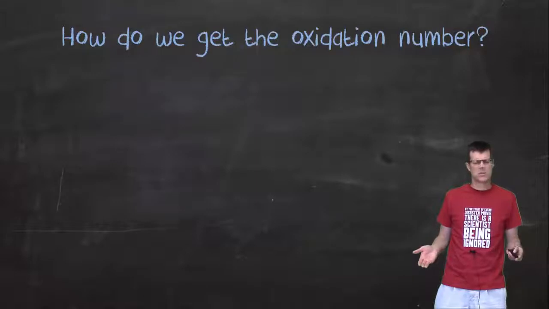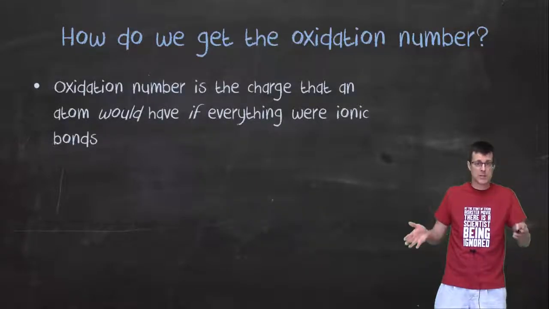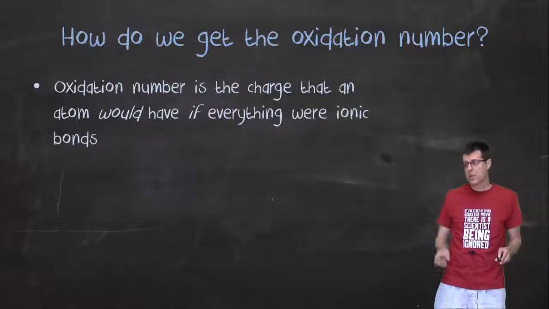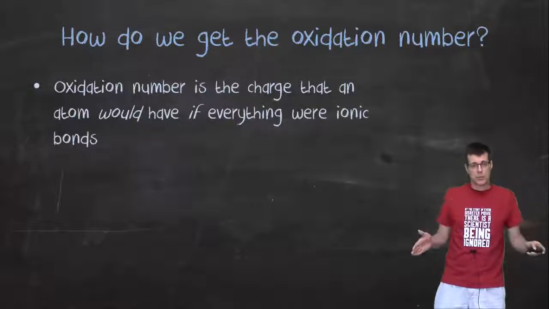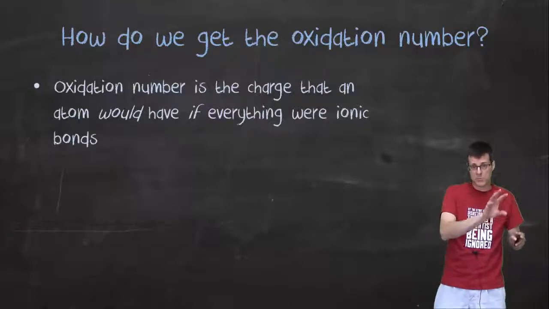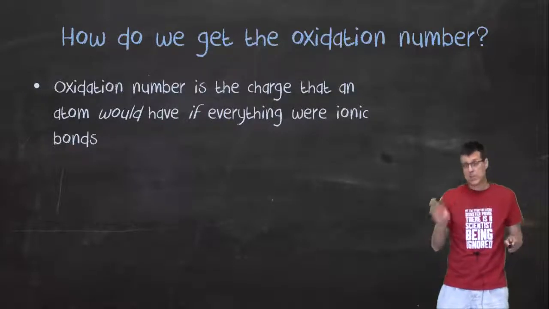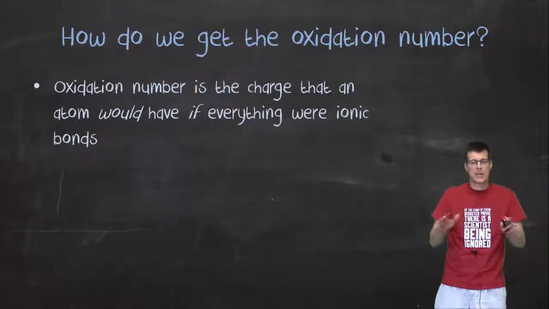Well, how do you get the oxidation number? In some cases, it's going to be pretty apparent, as I said before, the ionic charge. But now, to make it more broad, we assume that everything is ionic, and it's not, but in terms of bookkeeping, in terms of identifying oxidation numbers, we kind of pretend that if it were, what would the charge be?